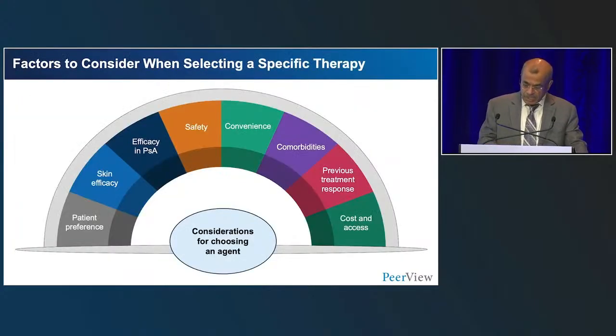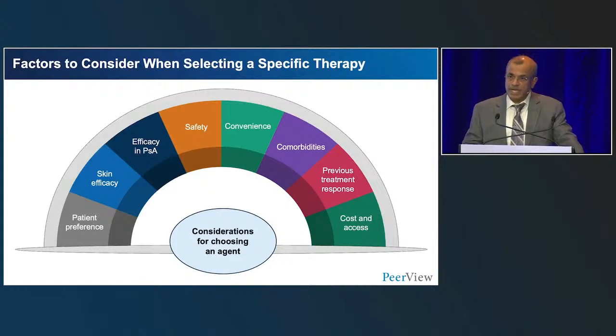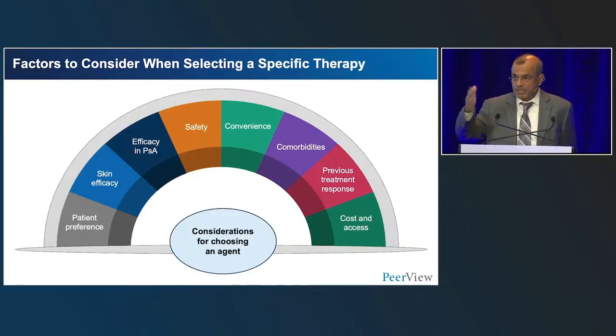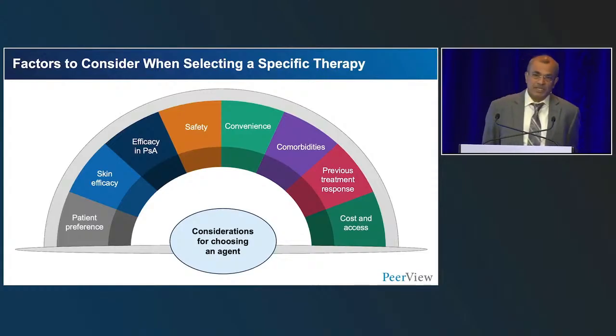So personalized medicine that we always talk about, we actually do perform some personalized medicine in daily practice. We take into account the patient's preference. We know the data about the skin efficacy and joint efficacy of several different drugs. But we also look at the convenience for the patient, whether they like an oral drug, whether they will take infusion, whether they would prefer an injection, what their previous treatment responses were, and the comorbidities. That actually makes a big difference. This is how we practice personalized medicine.